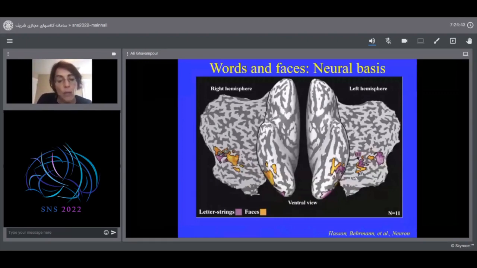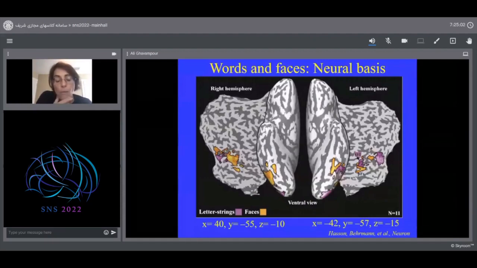But if you look at the right hemisphere, you'll see the orange is bigger than the pink. So there is greater representation for faces than words. And in a complementary fashion, in the left hemisphere, there is more purple than orange, showing greater activation for words than faces in the left hemisphere.